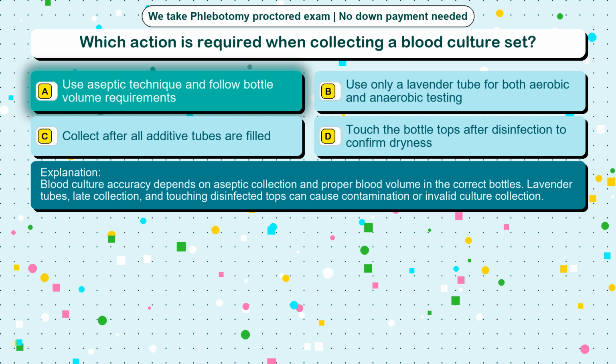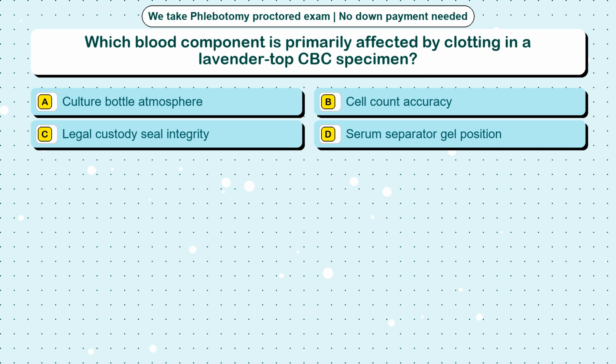Blood culture accuracy depends on aseptic collection and proper blood volume in the correct bottles. Lavender tubes, late collection, and touching disinfected tops can cause contamination or invalid culture collection. Question 90. Which blood component is primarily affected by clotting in a lavender top CBC specimen?